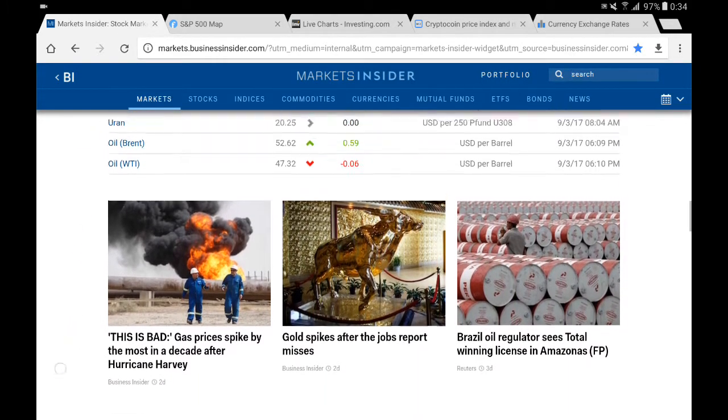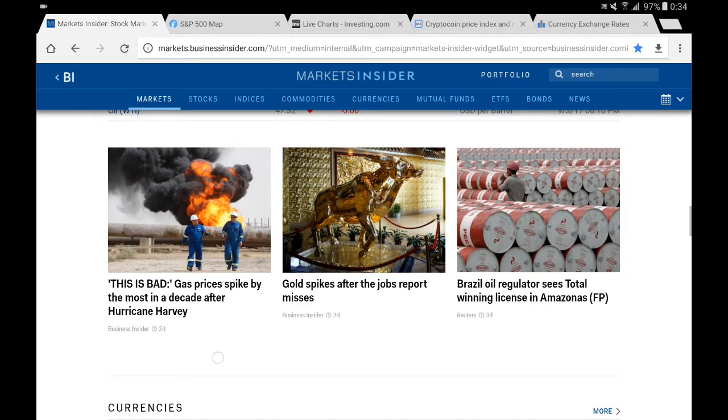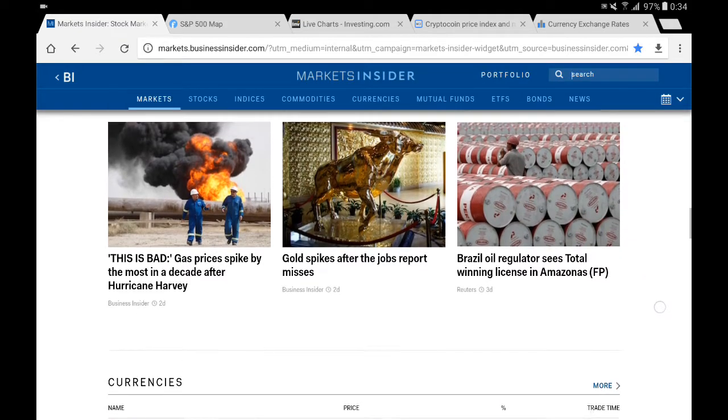Okay, so over here, energy, this is bad. Gas prices spiked by the most in a decade after Hurricane Harvey. Yeah, the hurricane, gas prices through the roof. Over here, gold spikes after the jobs report misses. Yeah, it was a bad jobs report on Friday. And over here, Brazil oil regulator sees total winning license in Amazonas.